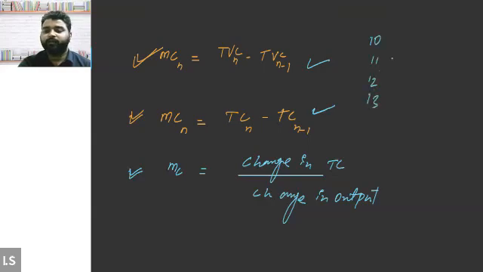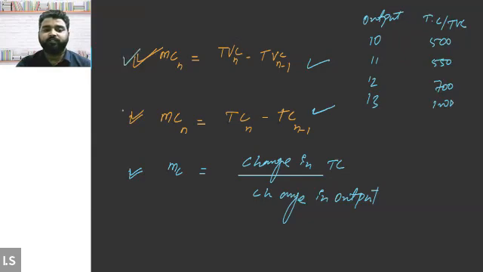If the question is given like this, let's suppose output is given, and then total cost or total variable cost is given. Total cost at the 10th unit is, let's suppose, 500. At the 11th unit it is 550, then 700, and then 1000. If the question is given in this format, we will be able to apply these formulas.